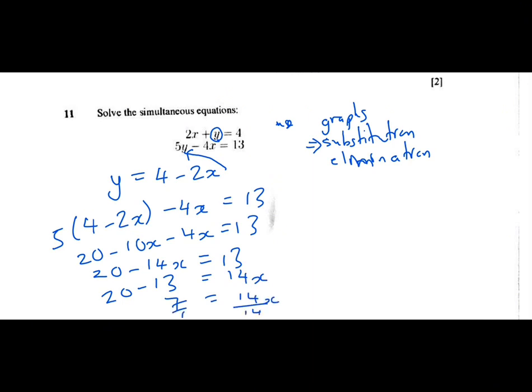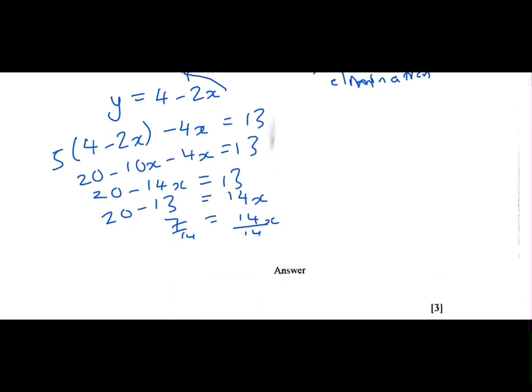We divide both sides by 14, and then we'll find our value of x. 14 divided by 14, 1. 7 divided by 14: 7 divided by 7, 1; 14 divided by 7, 2. So x is equal to 1 over 2 or 0.5.